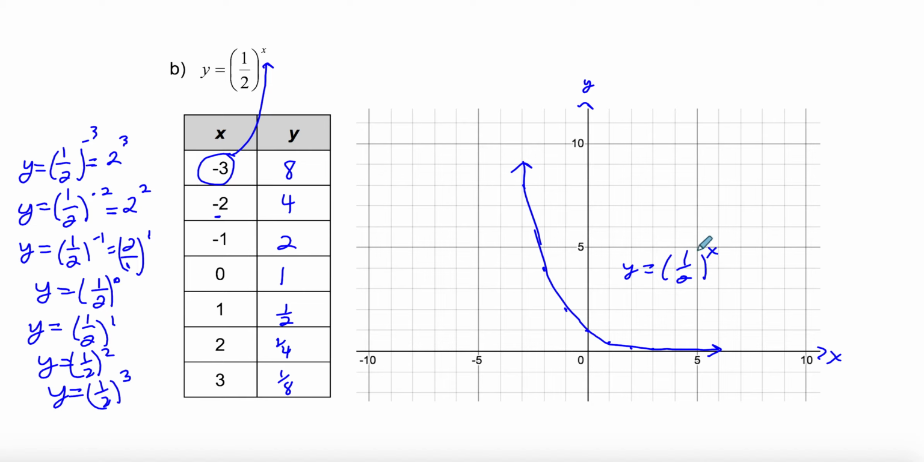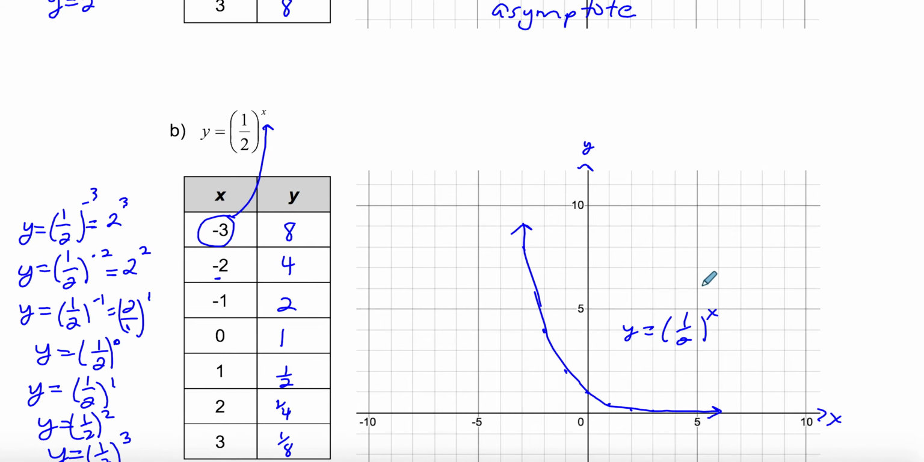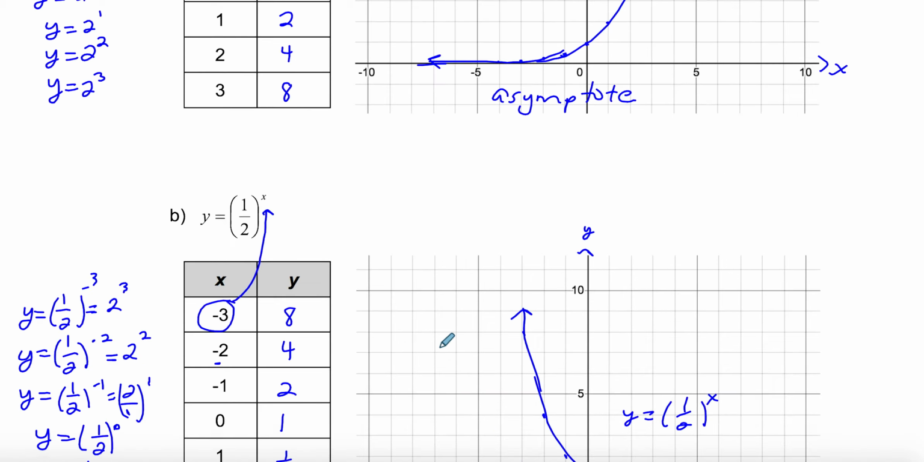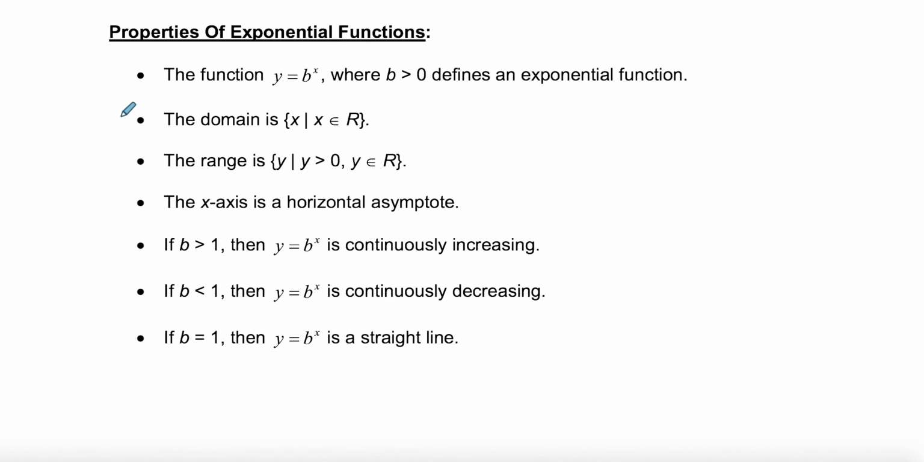So the difference between these: I have a fraction here, and if I look at that curve, I would say that is decreasing. When I look at this one, y equals 2 to the x, I don't have a fraction here. I have a number greater than 1. And when I look at it, I would say that is increasing. So just a few notes.